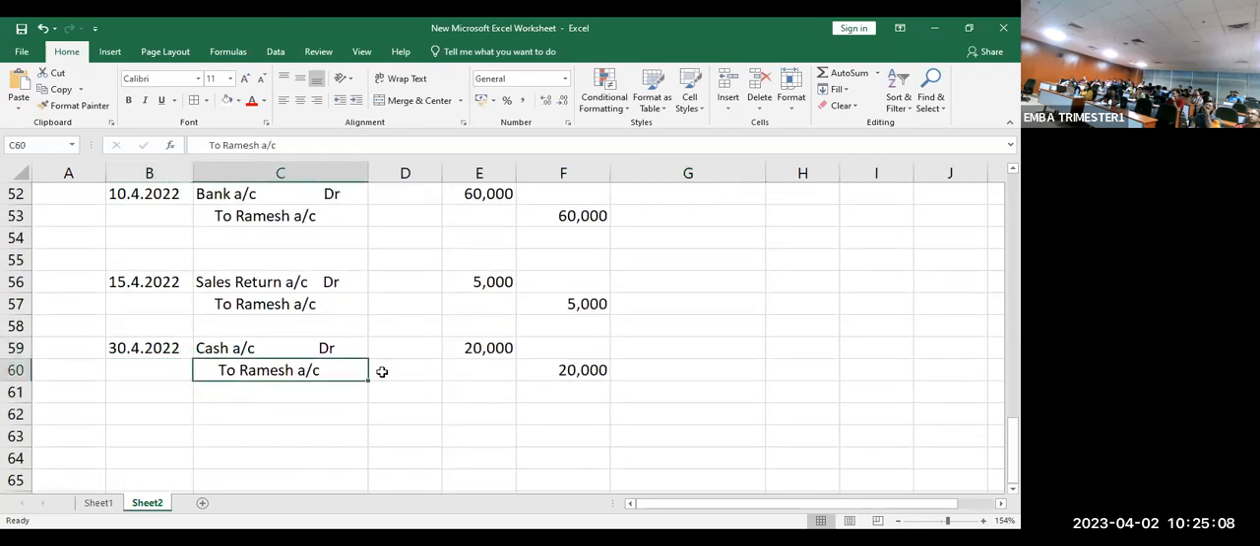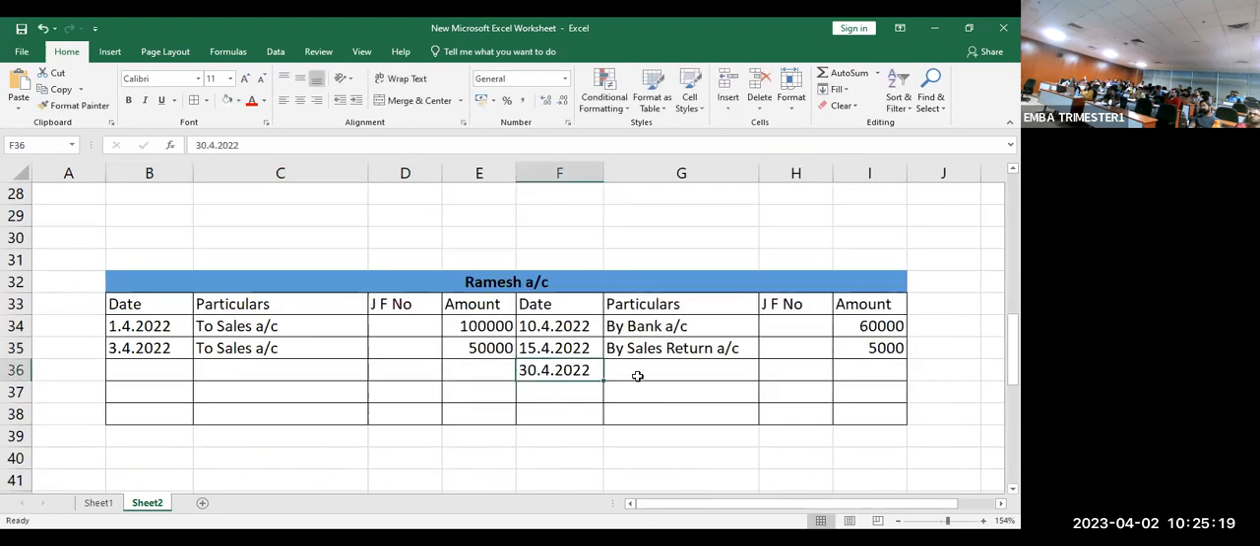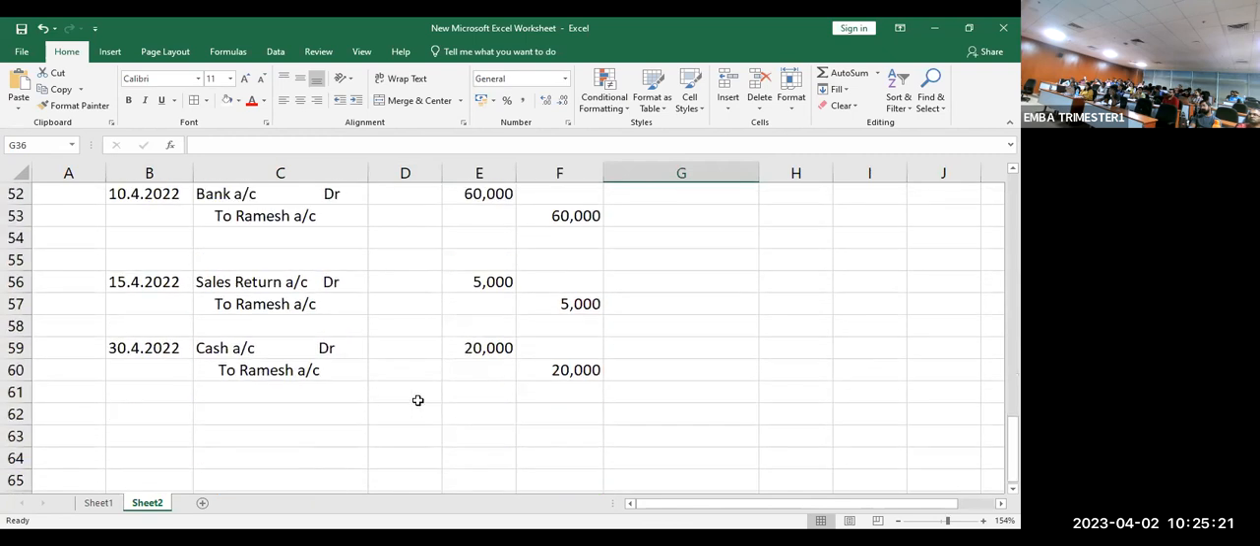Next date, what is the date? 30th is there. 30th, Ramesh is there. Yes, Ramesh is here, so I have to take this. Ramesh is on the credit side. So I will write the date on the credit side first. Write the date on the credit side. What was Ramesh credited for? By cash account. By cash account.